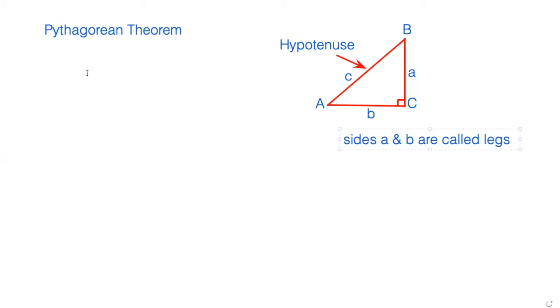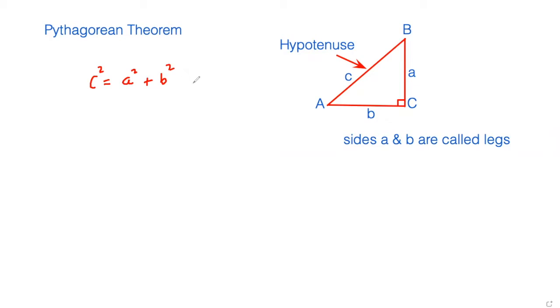Now the Pythagorean theorem tells us, to find the value of c, that there is a relationship between the three sides, which I can write here: c square equal to a square plus b square. So if any two values are given, we can find the third one by using this formula.